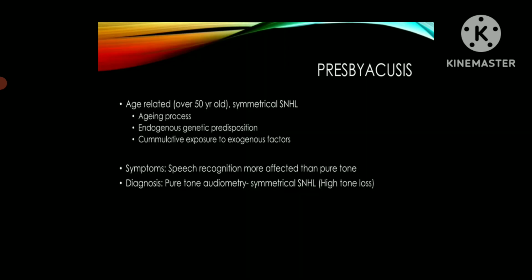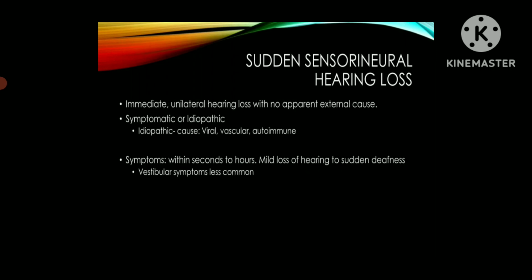Next is presbycusis. Age-related hearing loss. It is found in persons over 50 years old, and it is a symmetrical sensorineural hearing loss through the aging process, with endogenous genetic predisposition and cumulative exposure to exogenous factors. Symptoms include speech recognition being more affected than pure tone, and diagnosis is by pure tone audiometry, showing symmetrical sensorineural hearing loss. Next is sudden sensorineural hearing loss, an immediate unilateral hearing loss with no apparent external cause.